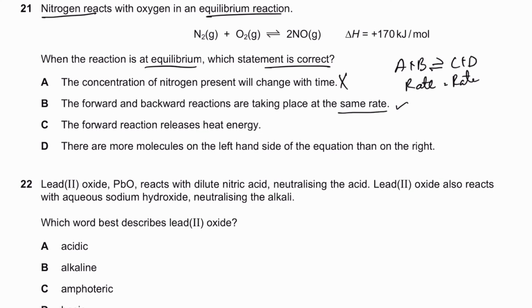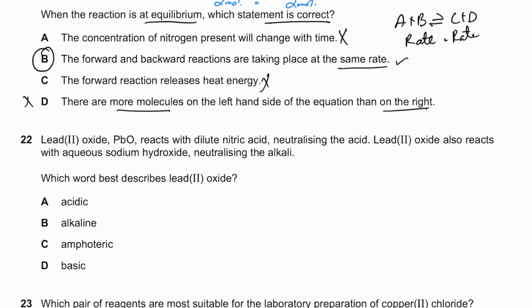Yes, the forward reaction releases heat energy. So over here it's endothermic, so temperature is less, so it doesn't release heat energy. There are more molecules on the left hand side of the equation compared to the right. So if we take a look at the equation, we have 2 molecules, and over here we have 2, which is also 2 molecules. So this is actually equal. So this is incorrect. So the answer is going to be B.